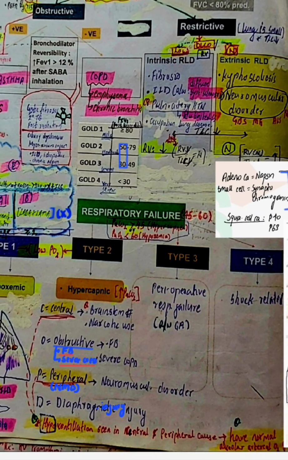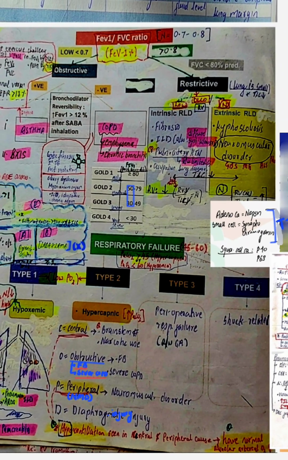Now let's talk about respiratory failure. In respiratory failure, the partial pressure of CO2 is normally 35 to 45 mm of mercury. If the partial pressure of CO2 is more than 45, that means CO2 has increased, it's called hypercapnia. Just remember the values for respiratory failure, 45 to 60.